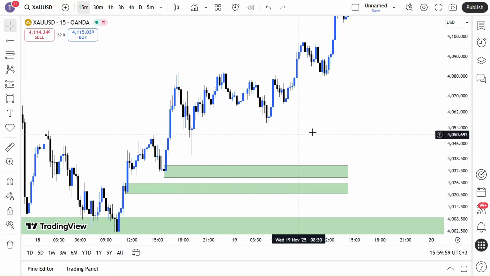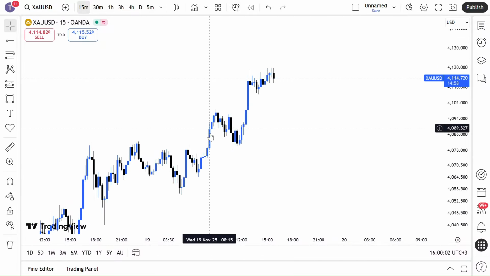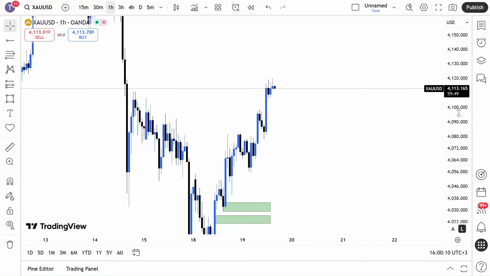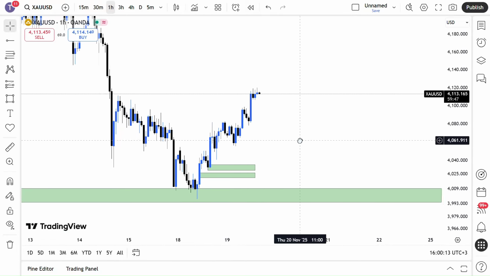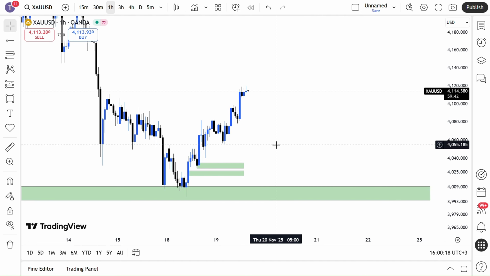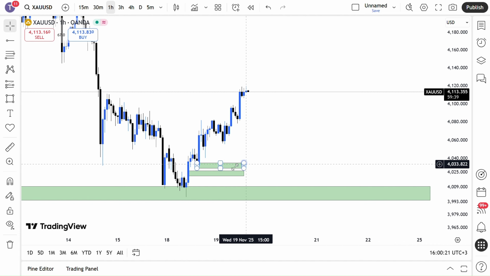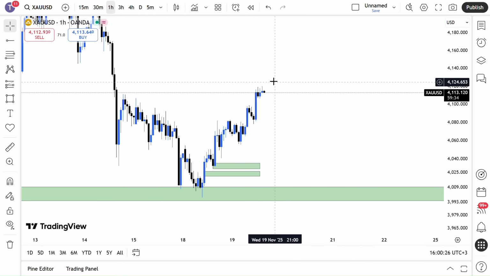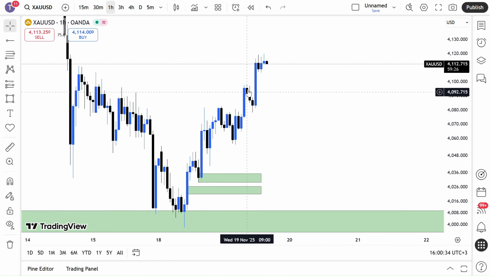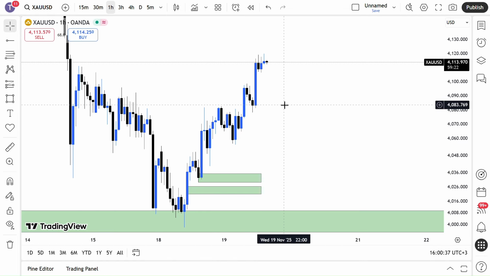But currently, we need to focus on what is happening at this point, because one thing you need to understand is that when gold is having momentum to the upside, most of the time gold does not come into such areas to retest them. Currently, let us focus on what is happening here. And I have told you guys that on the 1 hour time frame, gold is trying to fill each and every fair value gap before moving to the upside.